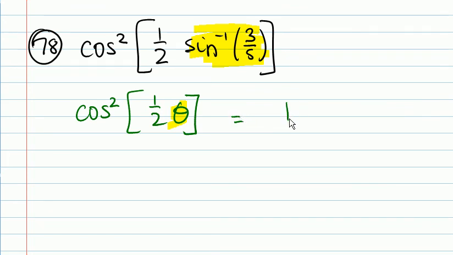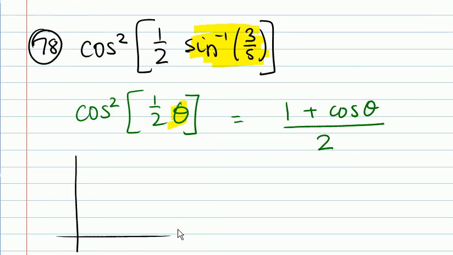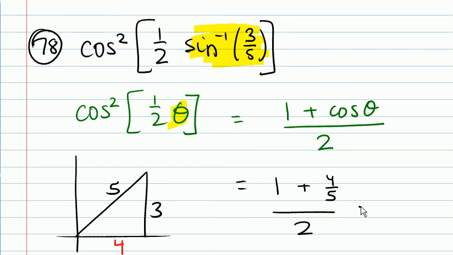So you do need a triangle. The inverse sine of a positive is in the first quadrant. It's going to be y over r, which tells us that x is 4. So the cosine is 4 over 5. So to find our answer, we take 1 plus 4/5 and divide it by 2. 1 plus 4/5 is 9/5. Half of 9/5 is 9/10. And that's it.